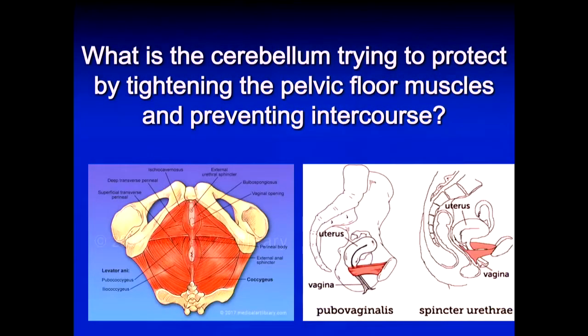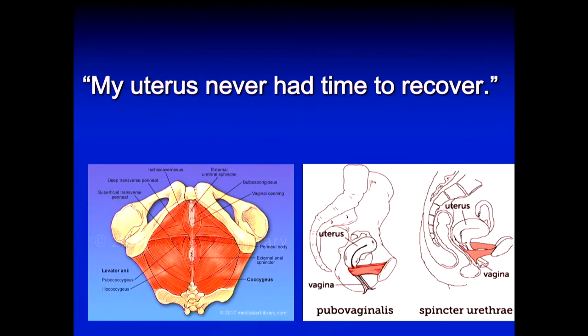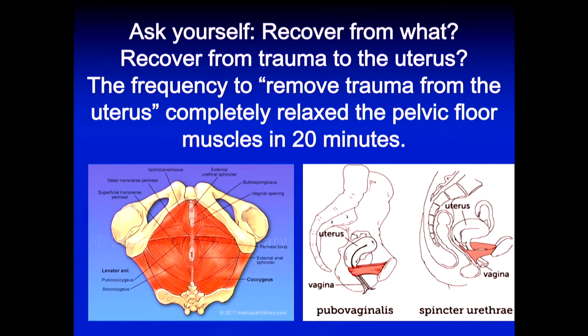Look at the architecture. What is the cerebellum trying to protect? By contracting these muscles, there's the uterus, there's your sacrum, there's the pelvis, there's the muscles, there's the uterus. What is the cerebellum trying to protect by tightening the pelvic floor muscles and preventing intercourse? My uterus never had time to recover. Ask yourself, recover from what?